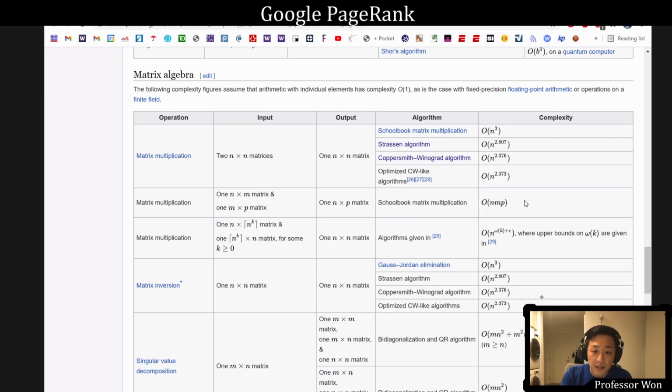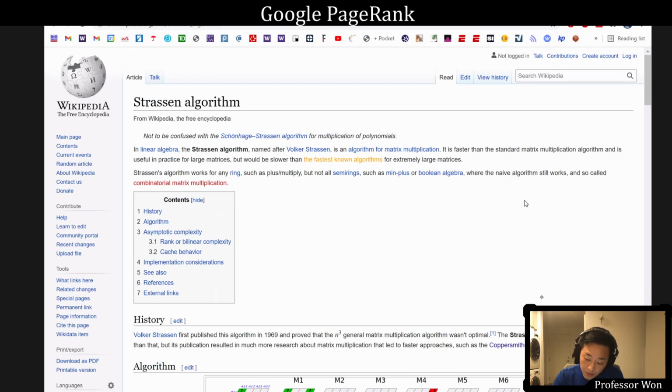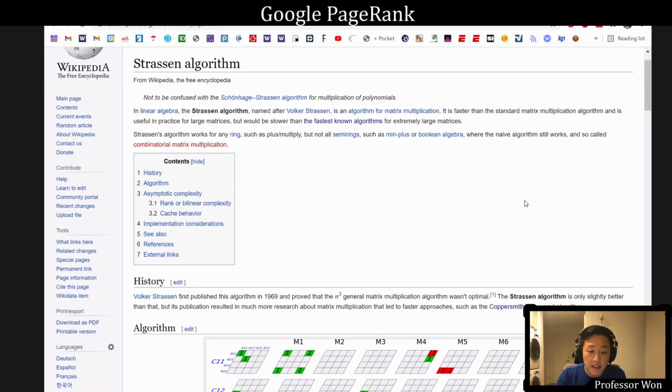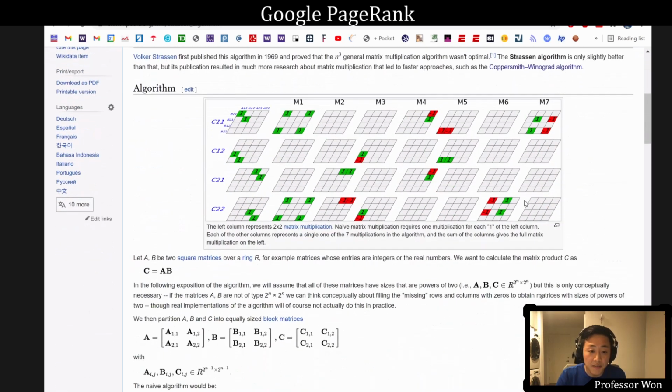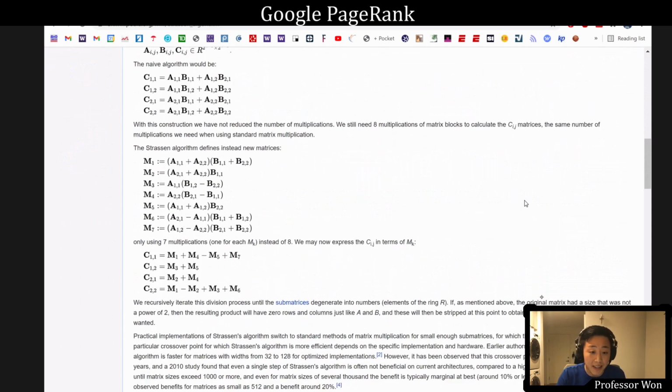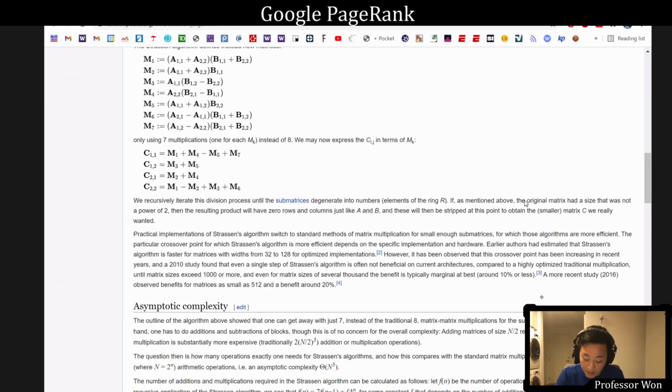So for matrix multiplication, the schoolbook algorithm is O of n cubed, but then there's Strassen's algorithm, that's O of n to the 2.8 something. So this is due to Volker Strassen, and you can read about it. You can, in fact, understand this Wikipedia page. Wikipedia pages in math are often quite technical. They're actually written by experts.